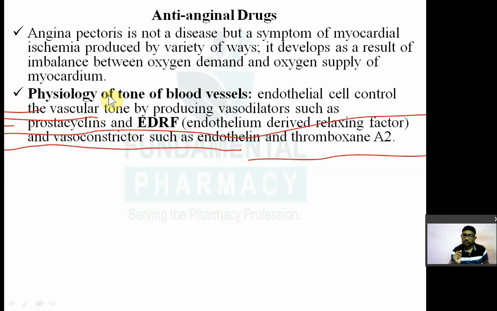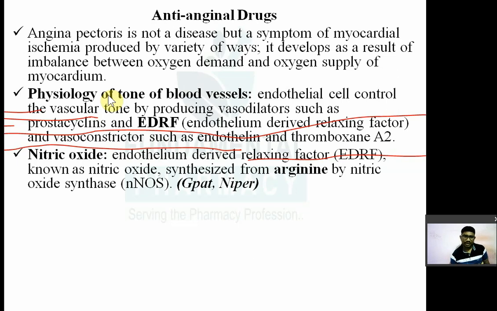Okay. Then vasoconstrictor compounds like endothelin and thromboxane A2. Now these two will constrict the blood vessel, and prostacyclin and nitric oxide will dilate the blood vessel. So that's how the endothelial layer of your arteries and veins controls the tone of your blood vessel. Now, what is nitric oxide?